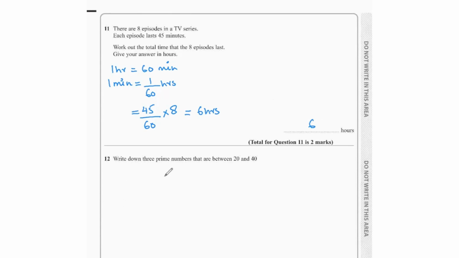Question 12 says, write down 3 prime numbers that are between 20 and 40. So 23, then 29, 31, and 37. So you can write any of these 3 prime numbers.